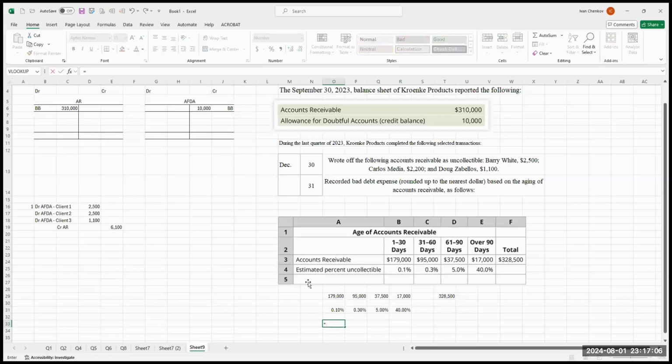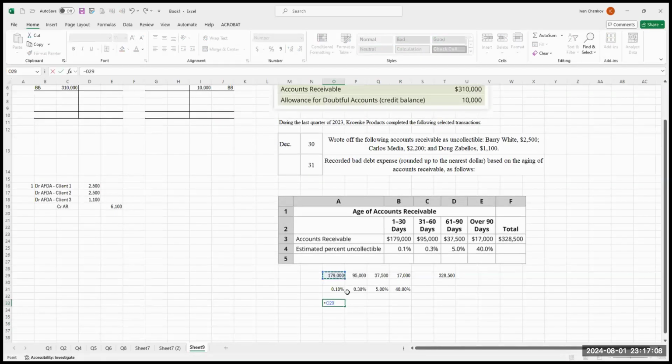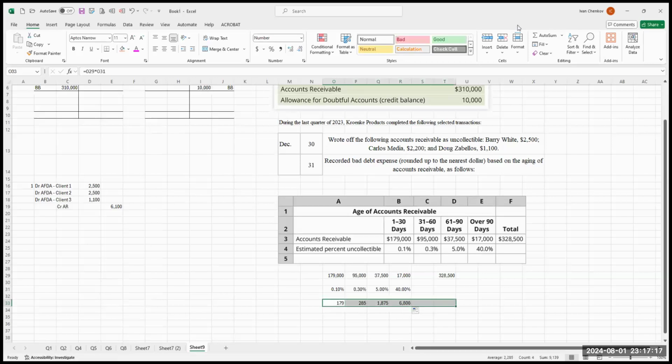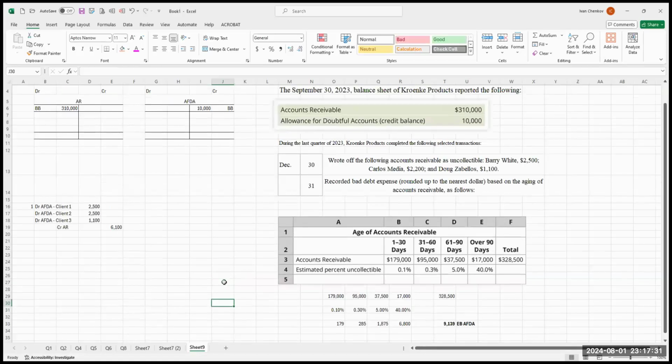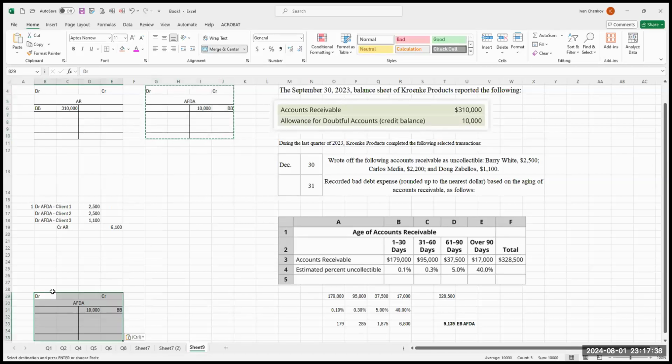Next thing that we have to do is the calculation. This number times the percentage is going to give us the number of the allowance for doubtful accounts. Once we get all the totals, we're going to get the final balance. This is the ending balance for allowance for doubtful accounts. Remember this. With this method, we're calculating the ending balance for the allowance for doubtful accounts. So, where is our allowance for doubtful accounts now? I'm going to bring it down here so we can see it.